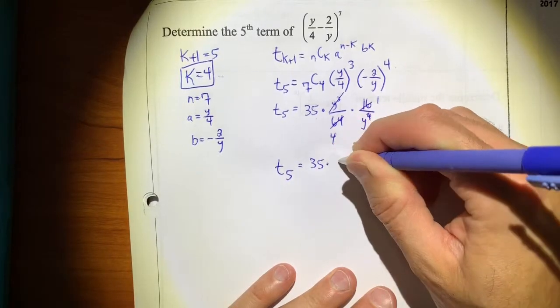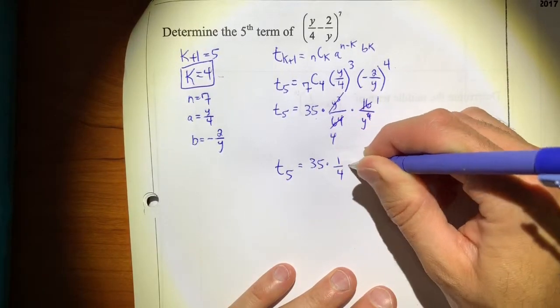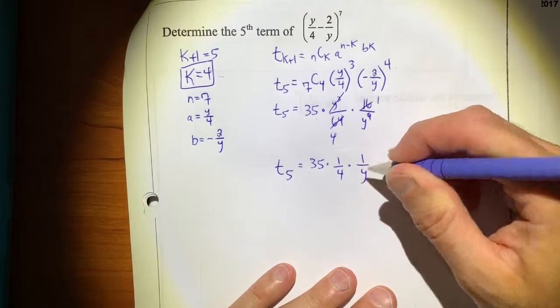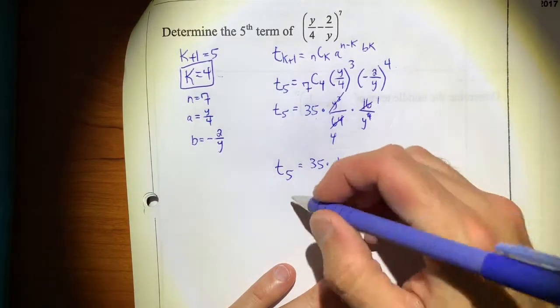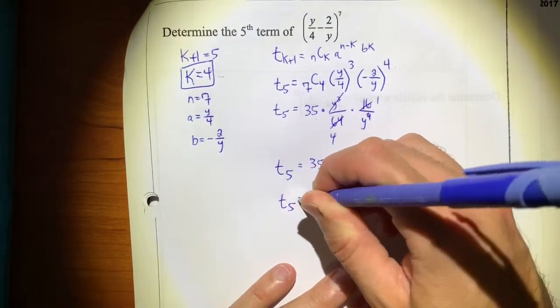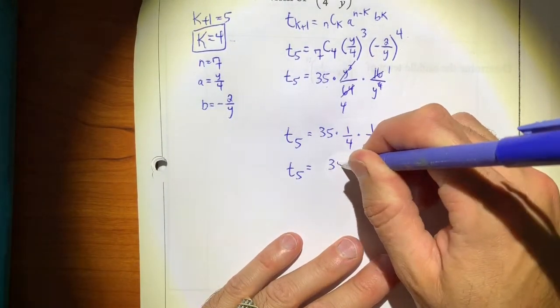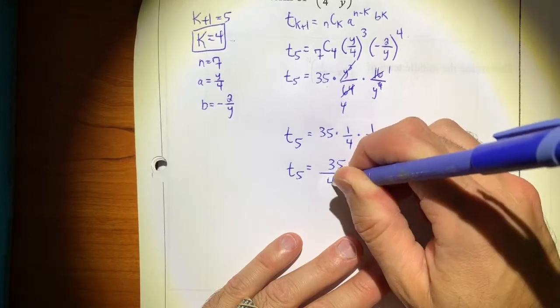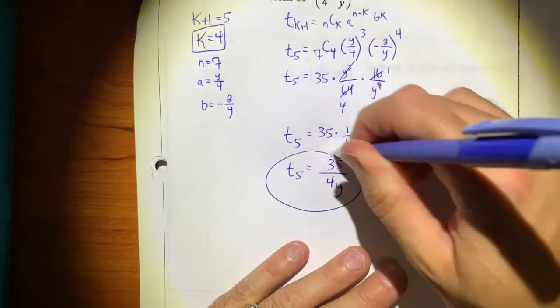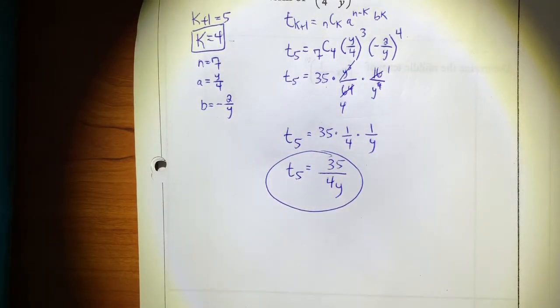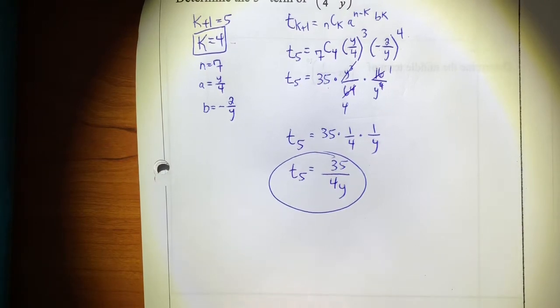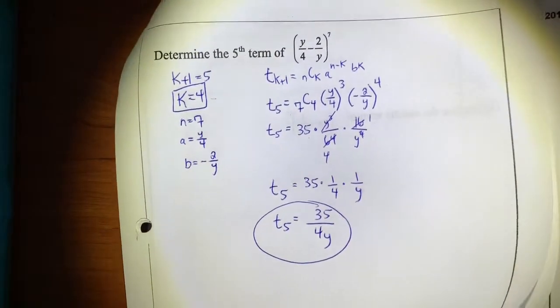35 times 1 over 4 times 1 over y. Okay, now 4 doesn't go into 35, so I'm going to finish cleaning it up. I'm going to go 35 times 1, get 35, and in the bottom you have 4y. That's your fifth term of that bad boy. Well, that was an ugly question, but using that formula made it quite a bit easier.